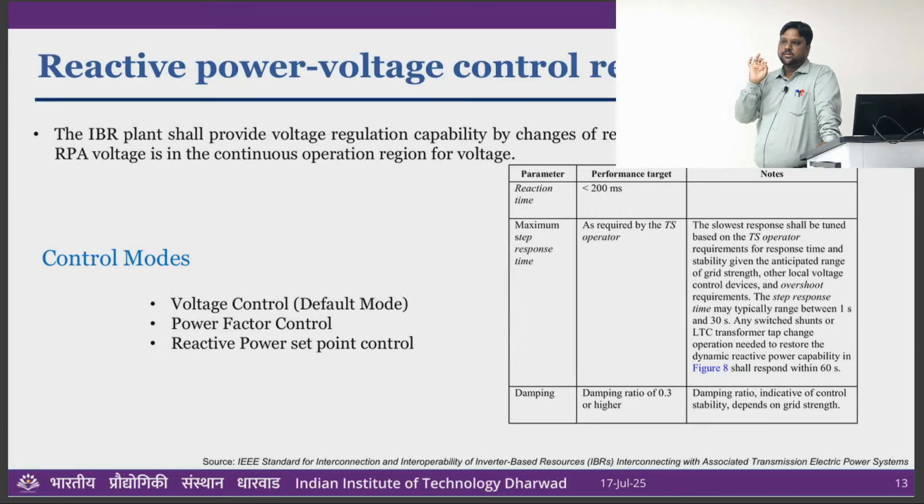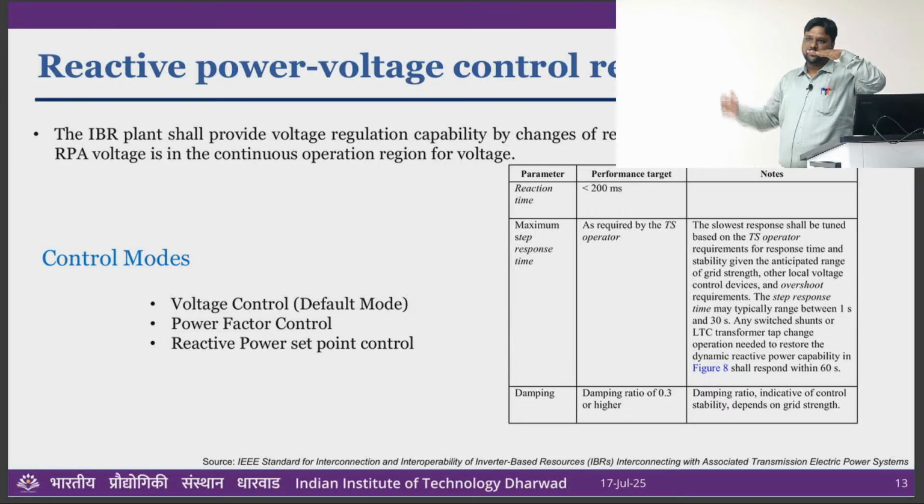So your power factor, if you are running on power factor control, so if there is a set power factor, you have to maintain that. If you are changing Q, you have to adjust P so that the net power factor remains the same. Okay. Apart from that, there is a reactive power set point control. So you have a set point decided from your plant person.